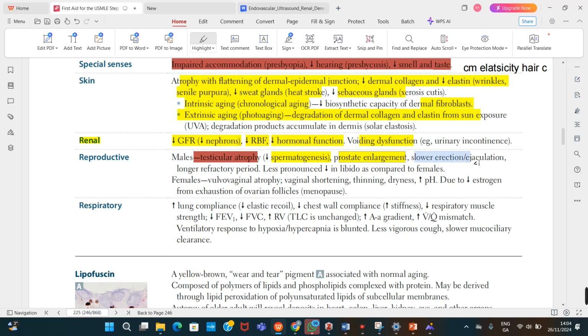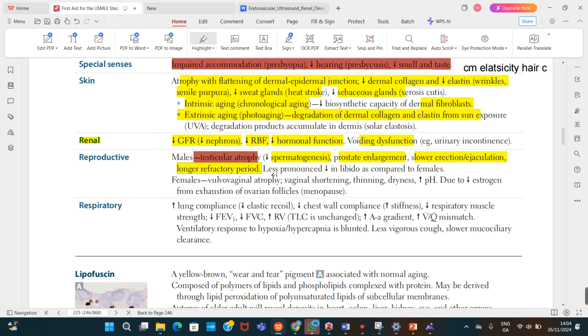So slower erection and ejaculation. This one is just due to reduction in the level of testosterone. So they have a very slow erection and slow ejaculation, and at the same time, the refractory period is prolonged. That means that after an initial ejaculation, the time it takes before the person can achieve another ejaculation is very, very prolonged. That's an influence of the reduced testosterone that they experience.